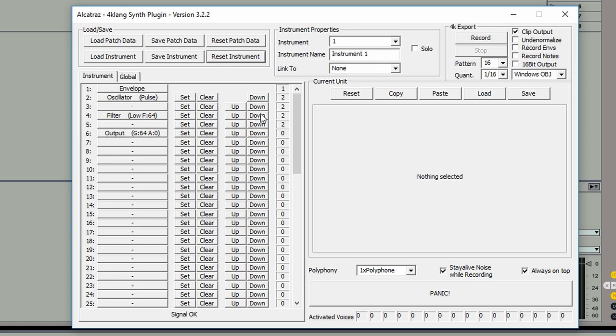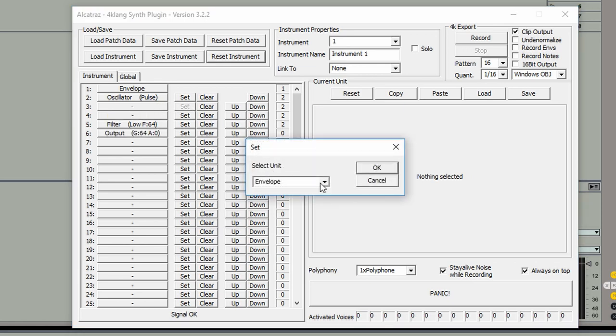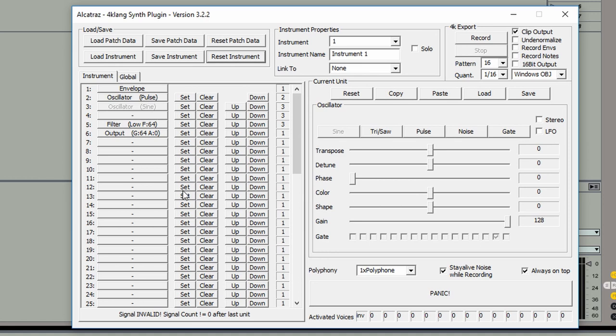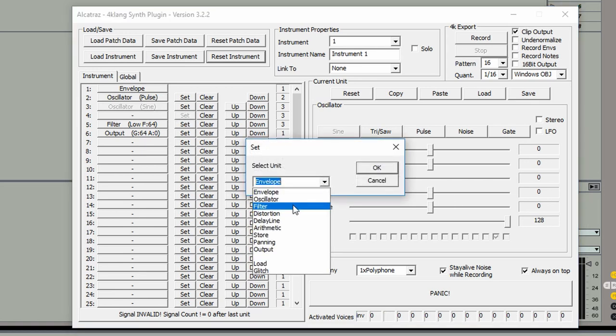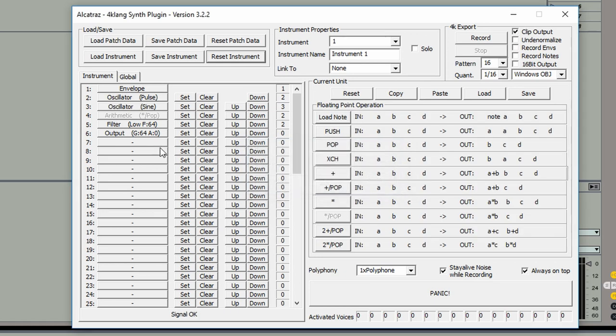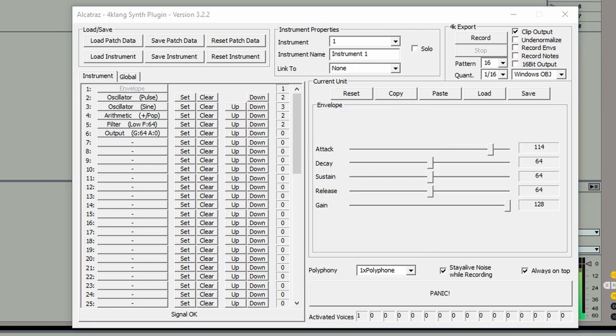So let's say we want to have 2 oscillators then, right? A pulse and a sine. Currently, there is no output, but it means that we have to combine these 2 signals. And that is probably done with the arithmetic. So if we set that to plus and pop, well, in any way, oh man, this is so confusing. Okay, so at least now we have sound.